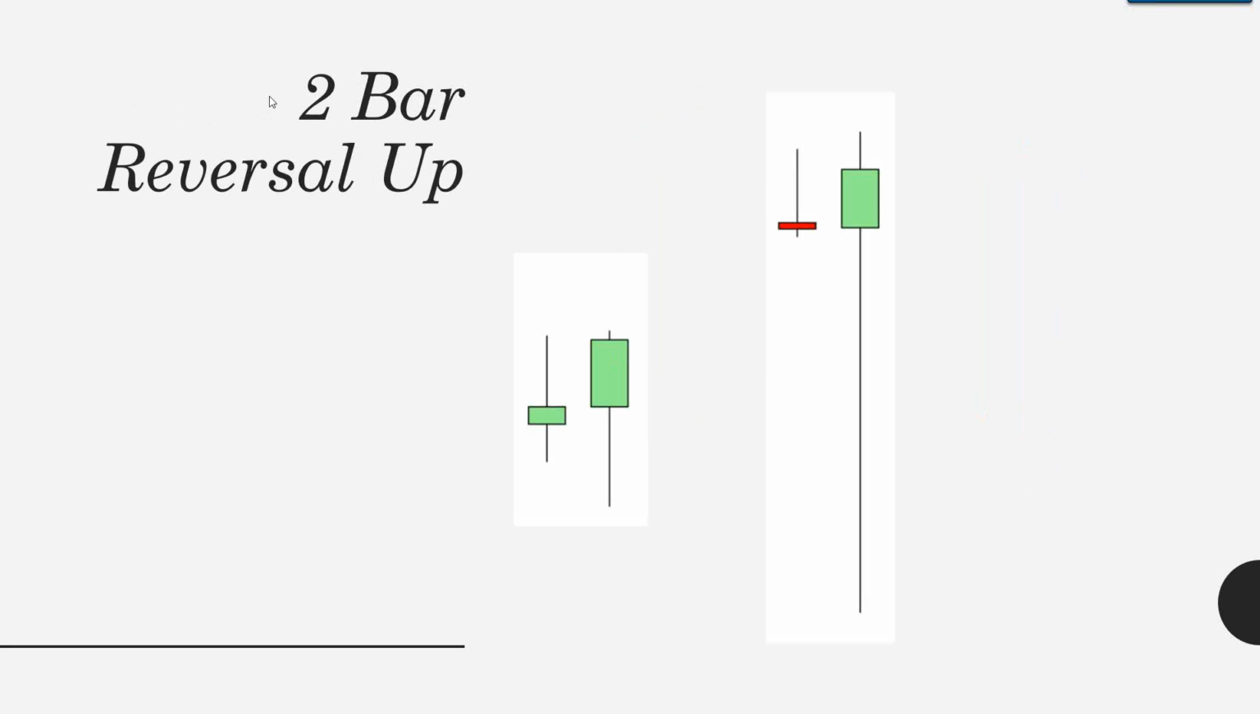All right, now, this is a 2-bar reversal up. What does that mean? It means that on this second bar, in this example, that second bar has made a low, as this is lower than the previous bar, but it closed right up at the top. That tells me that the next bar is going to go up.